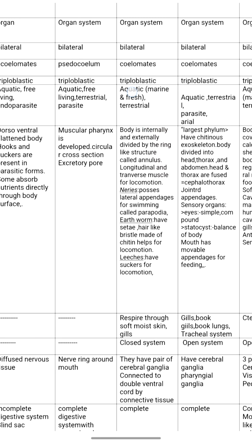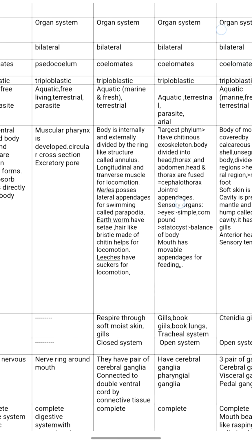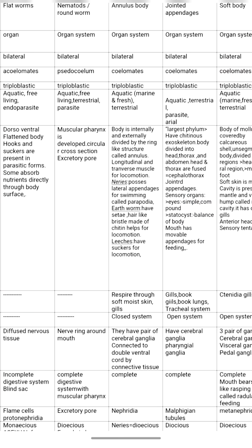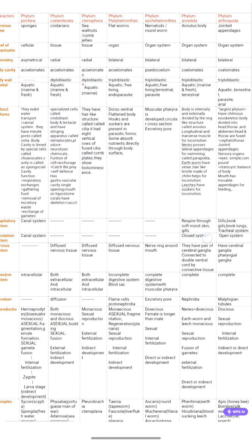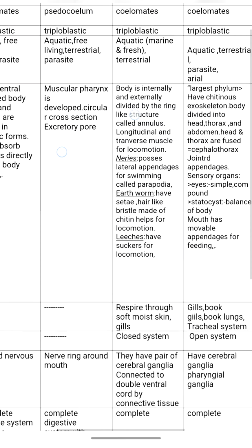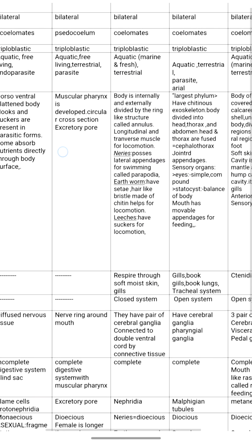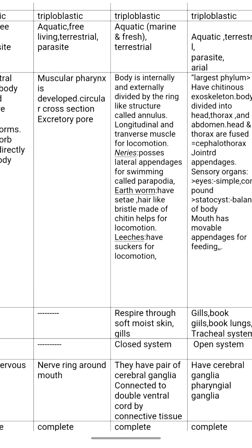Next, it is triploblastic, and next, it is aquatic: marine, freshwater, and terrestrial. Next, the distinct features: the body is internally and externally divided into ring-like structures which are called annuli. I have already said, longitudinal and transverse muscles will be there for locomotion.